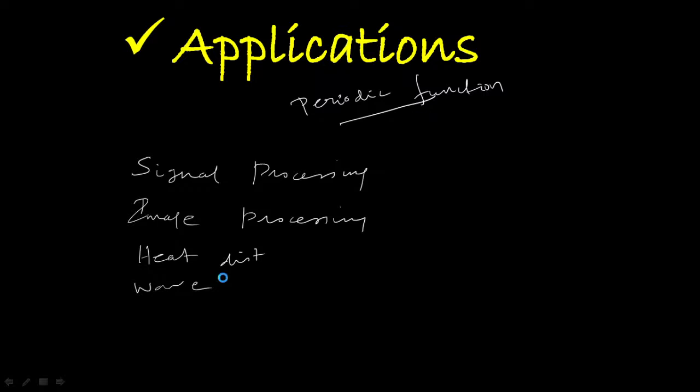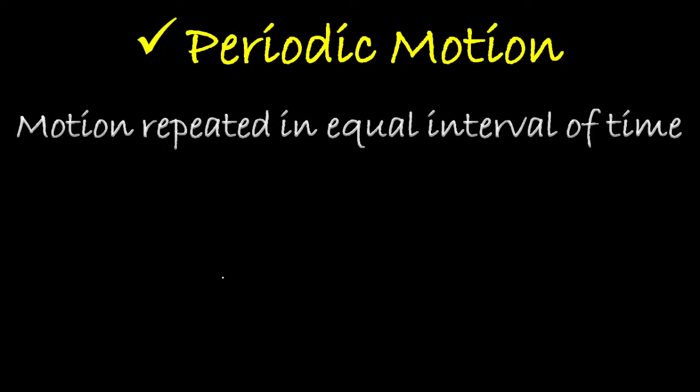Now, with this short introduction, let me move on to periodic motion. As I told you already, this Fourier series is suitable only for periodic functions. So, before we move on to what a periodic function is in detail with the definition, let me give a short introduction about the meaning of periodic motion. Based on the name itself, you understand periodic, which means the motion is repeated in equal intervals of time. Any particular motion, if it is repeated in equal intervals of time, is a periodic motion.